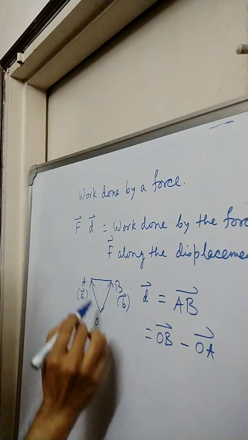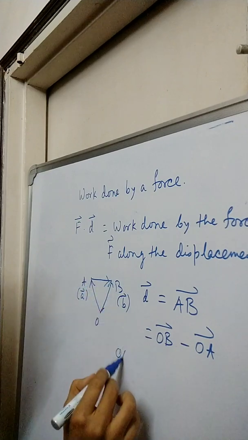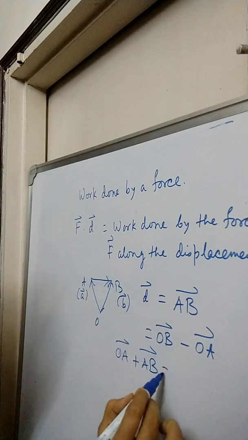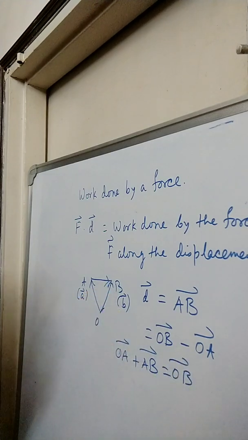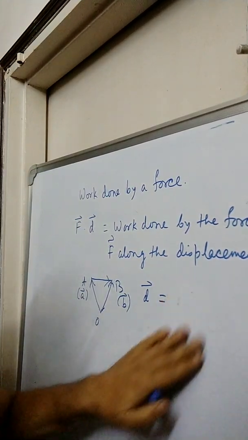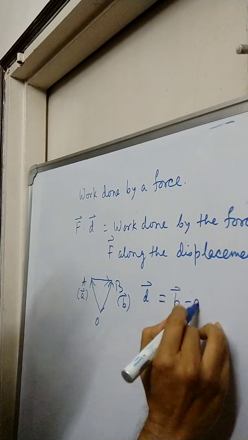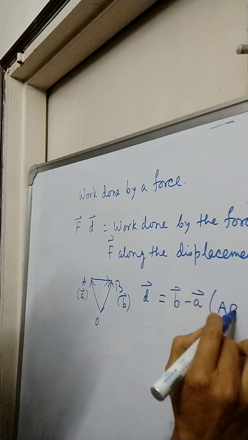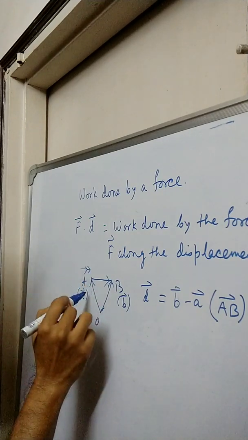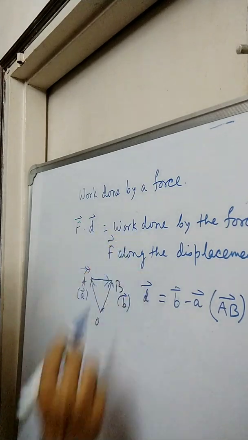So, from the triangle law we see that OA plus AB is equal to OB. So, AB will turn out to be OB minus OA, and this gives us the displacement as b minus a, isn't it so? So, this is AB, always remember this. The AB vector has direction. So, if F, the force, takes the particle from A to B, the work done will be F dot D.